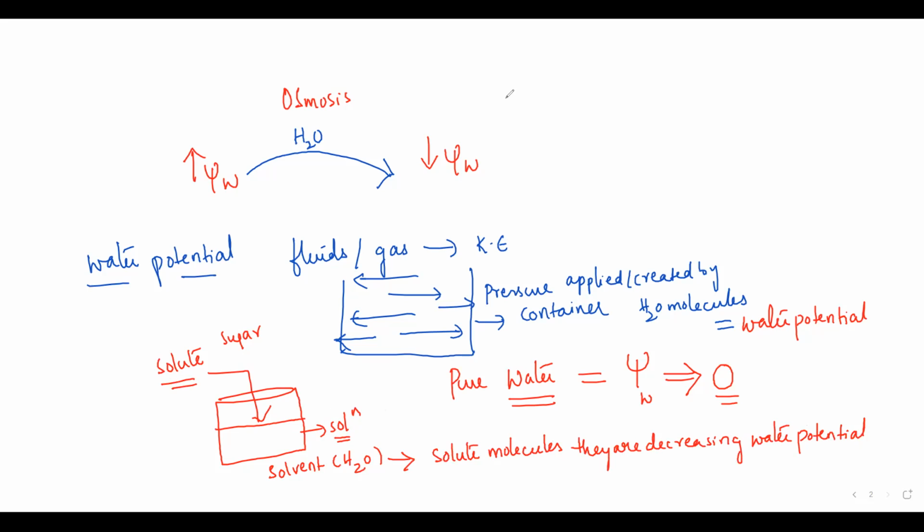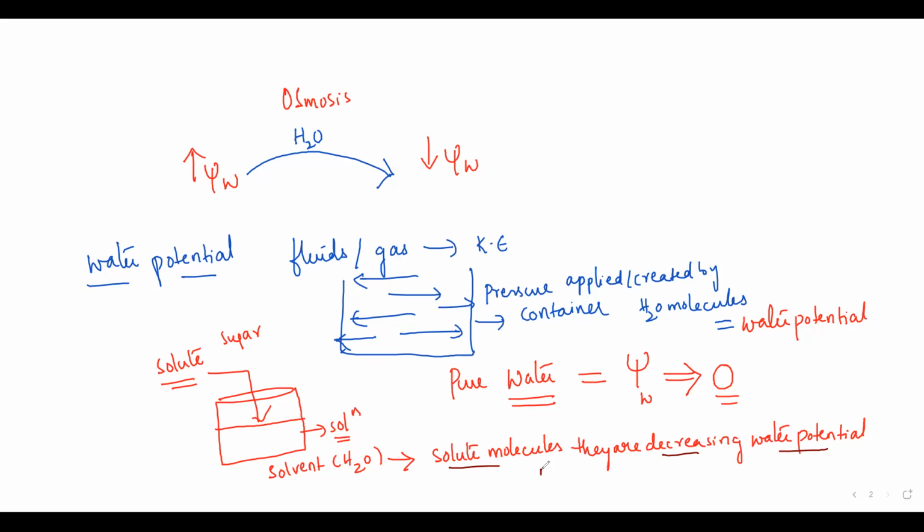You can just remember this like traffic on the road. If you're traveling on a road which is vacant, you can have a very good speed. But if you have multiple vehicles around you, then your speed is going to be reduced. In the same way, the solute molecules are decreasing the water potential.